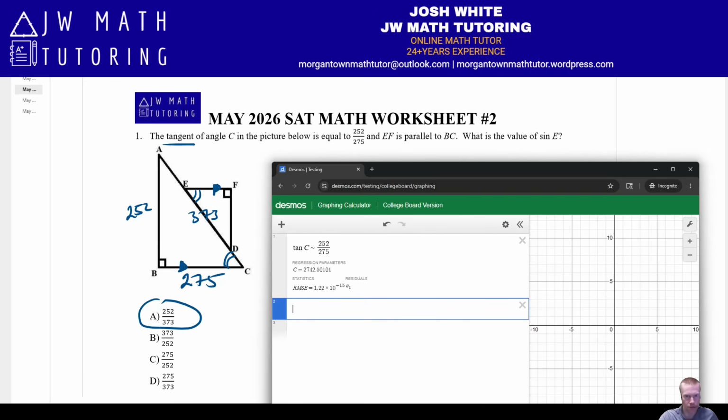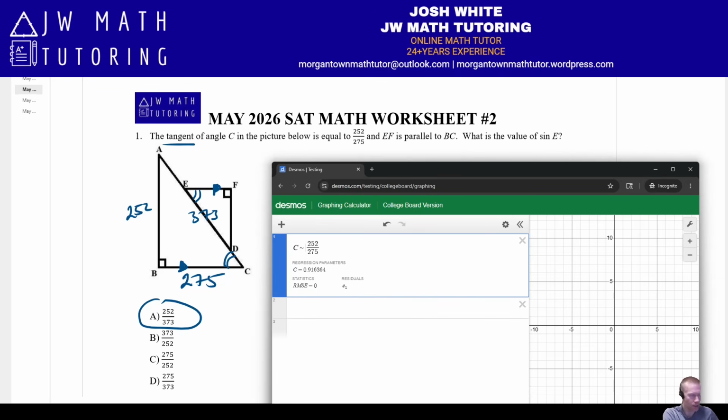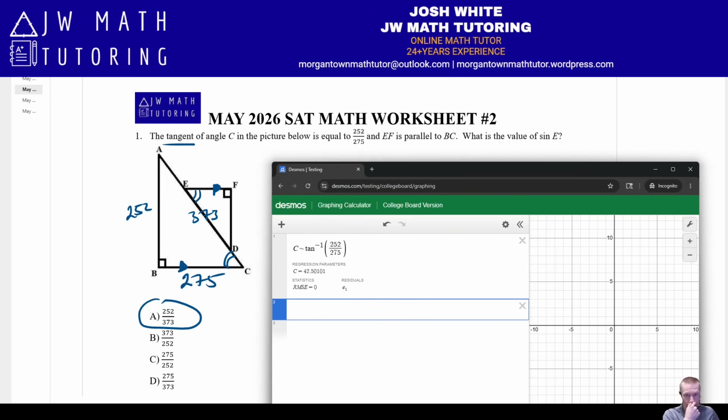All right, it's giving me some random answer here, but that's not the number of degrees that I'm looking for. So let me actually do it like this then. Let's do tan inverse. Okay. Here we go. Okay, so C is equal to that number, 42.50101 degrees, right?